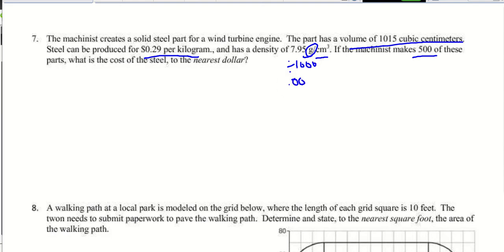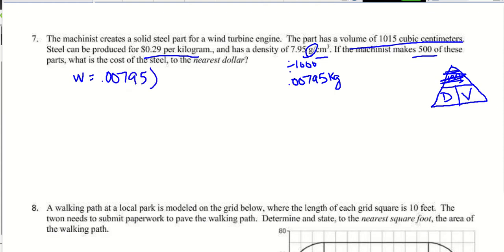So 0.00795 kilograms. All right. And then we're going to do our calculation. So as soon as I see that it's a density question or a mass question or a weight question, I'm going to draw my triangle. So the mass or the weight, the density, the volume. We want to figure out the weight here. So it's density times volume. So the weight or the mass is equal to 0.00795, which is the weight in kilograms per centimeter cubed, times 1,015 cubic centimeters. We're going to get left with a weight in kilograms.